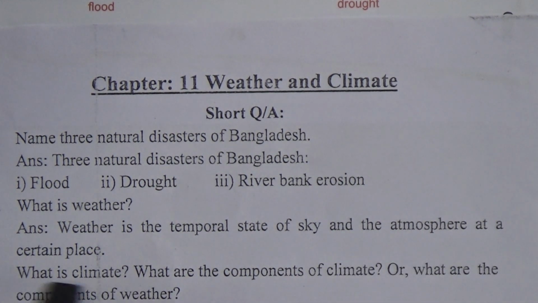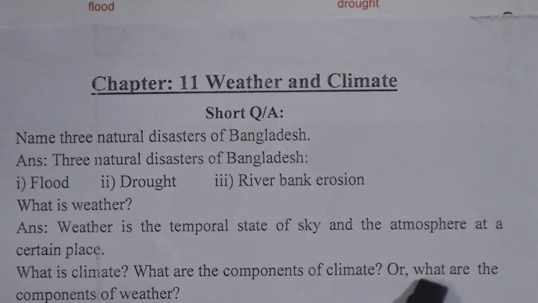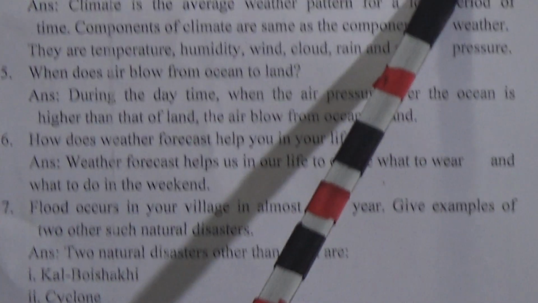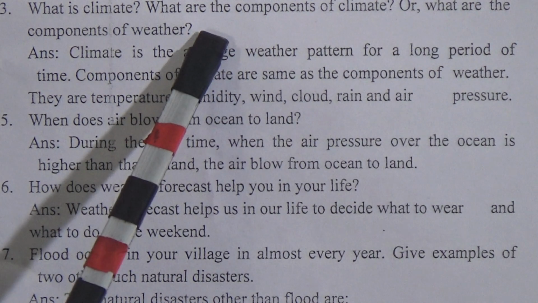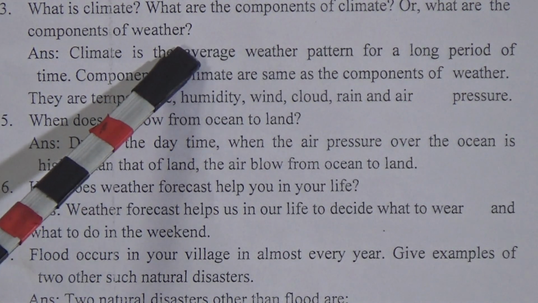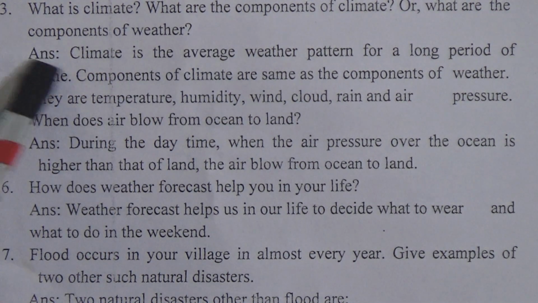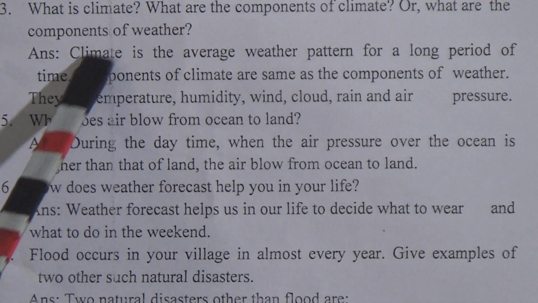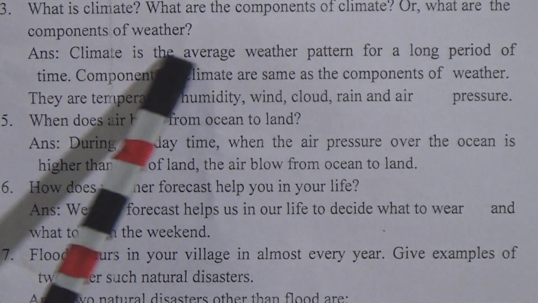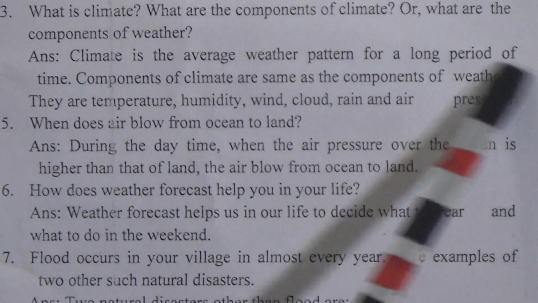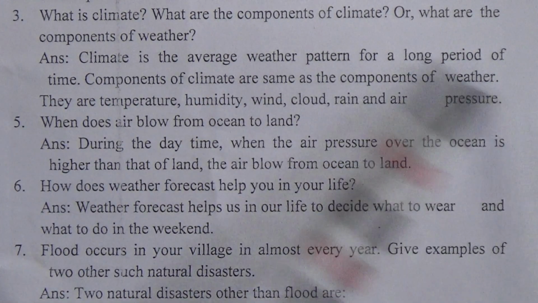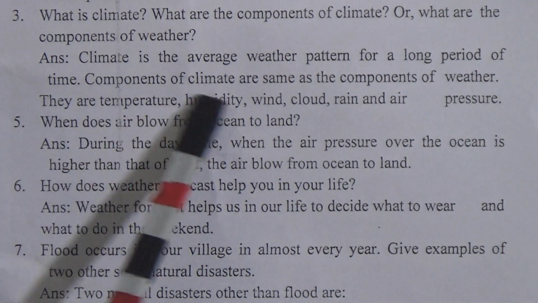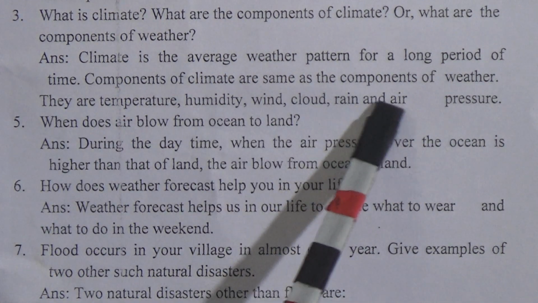Now the next one. What is climate? What are the components of climate? Or another question you will get on this: what are the components of weather? Because the components of climate and weather are the same. So first we will write the definition of climate. Climate is the average weather pattern for a long period of time. The components of climate are the same as the components of weather. They are temperature, humidity, wind, cloud, rain and air pressure.